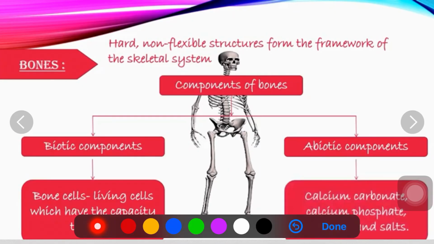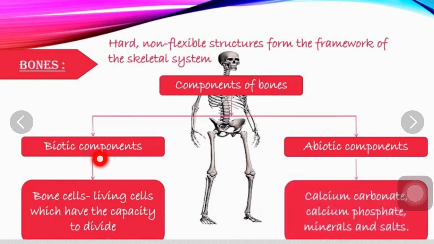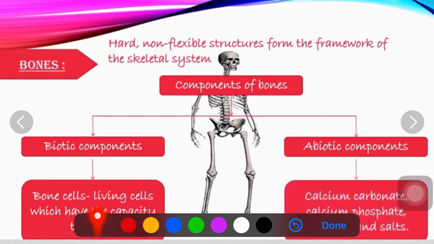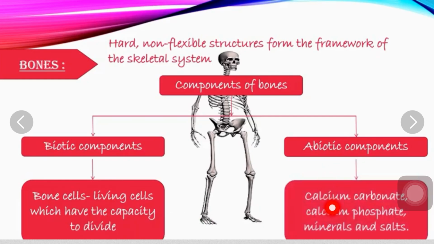Now the components of bones are divided into two types: biotic components and abiotic components. Biotic components consist of bone cells, that is, living cells which have the capacity to divide. Next is the abiotic component, meaning calcium carbonate, calcium phosphate, and minerals and salts. These are abiotic components.